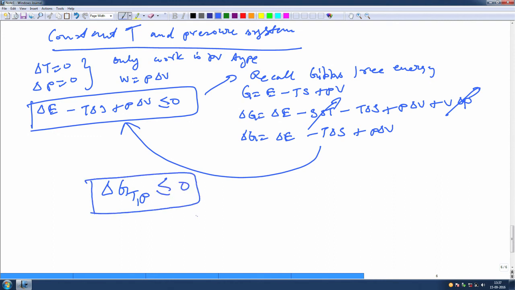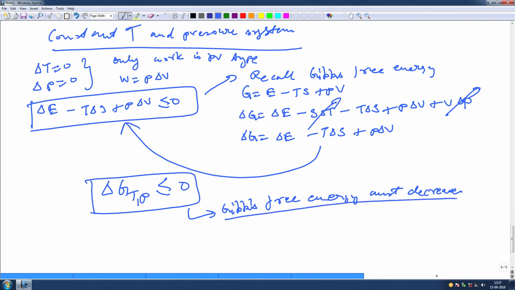So, the same statement holds that the Gibbs free energy must decrease, like the Helmholtz free energy, for a constant temperature and pressure system. Okay. So, these are the three main equilibrium statements that we will make for three types of systems. So, we will end lecture 2 here, and we will move forward to the two phase part of this same thing in the next lecture.